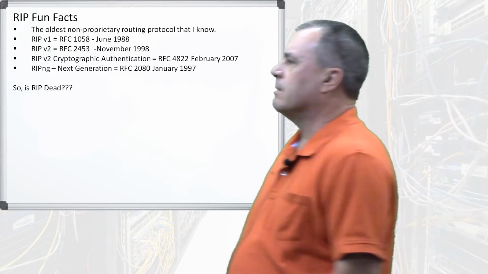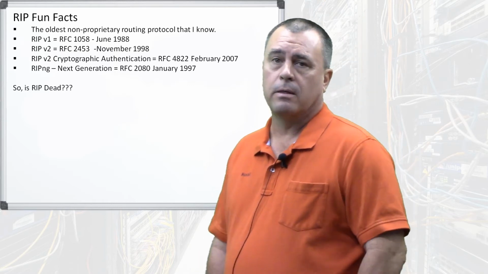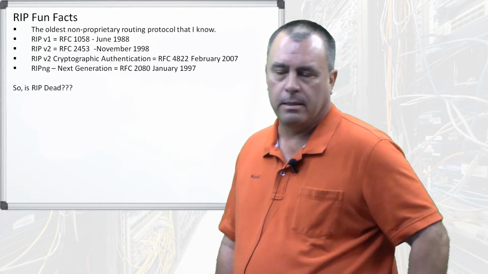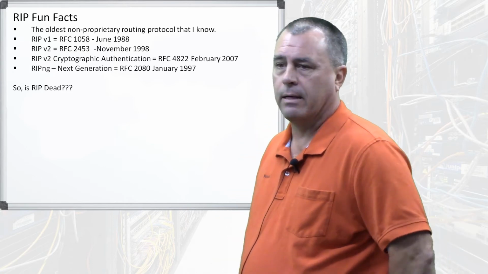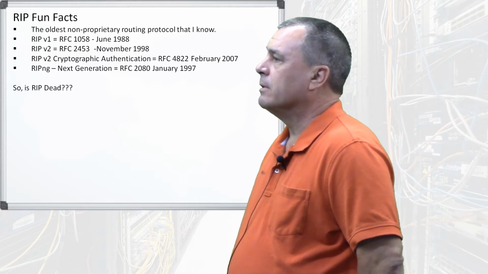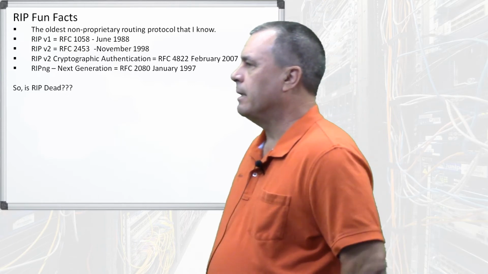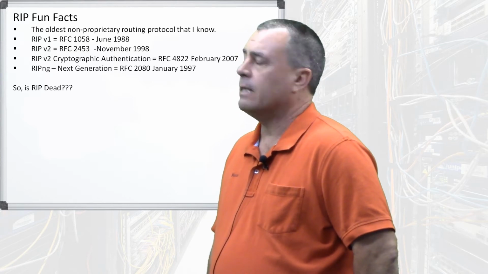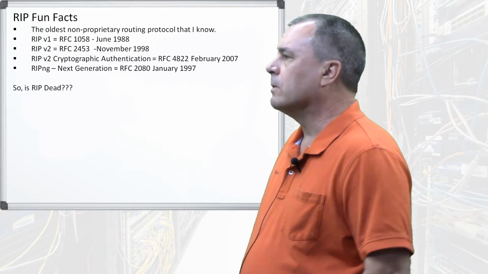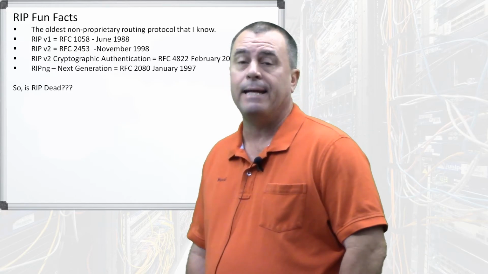So, some fun facts about RIP. It is old. It is probably the oldest routing protocol that's non-proprietary, meaning it wasn't developed by a business like Xerox or IBM or what have you, that I know of. And the first RFC for it was written in, as you can see there, June of 1988. So, what is that, 30 years ago or about? That's pretty old. The second rev of RIP came out 10 years later in 98.